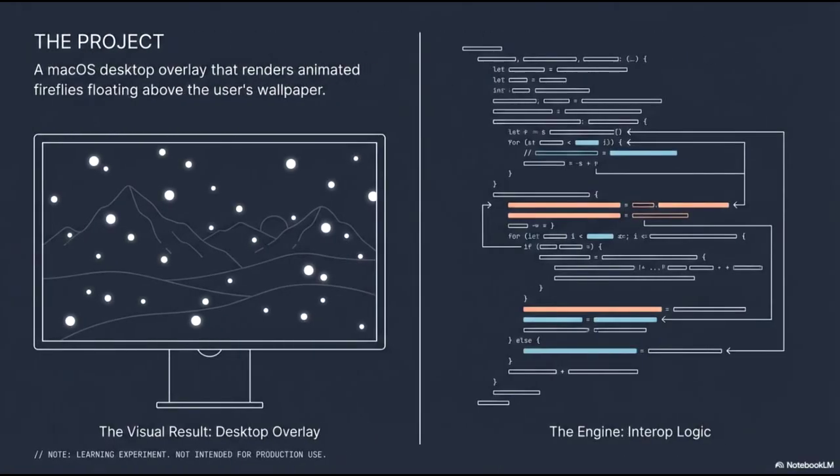This project demonstrates a macOS desktop overlay that renders animated fireflies floating above the user's wallpaper. On the left, you can see the intended visual result, which creates an atmospheric effect across the desktop interface. The engine driving this application, shown on the right, relies on complex interop logic to bridge the underlying system calls with the high-level rendering. While functional, this project is primarily a learning experiment and is not intended for production environments.